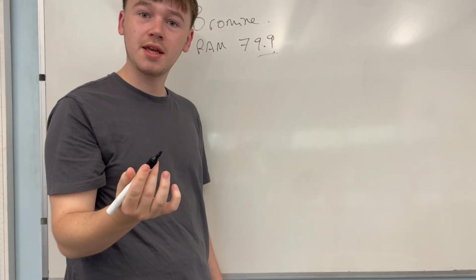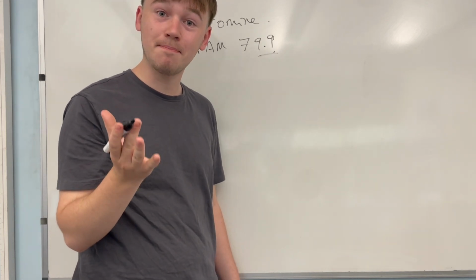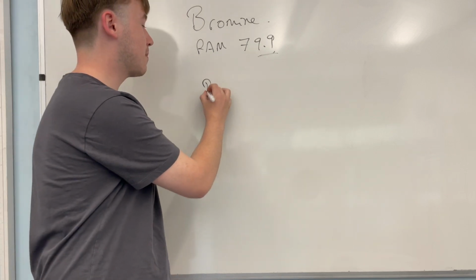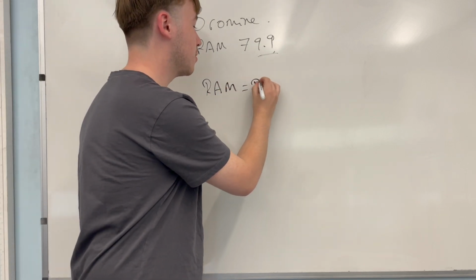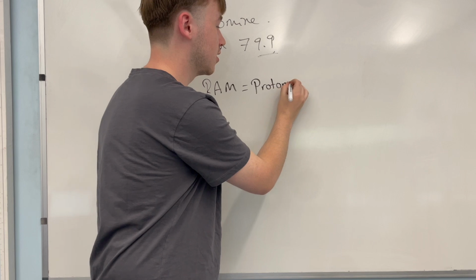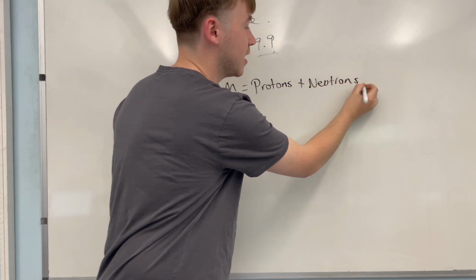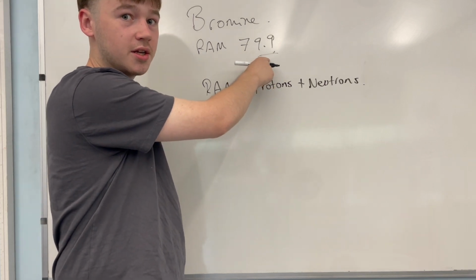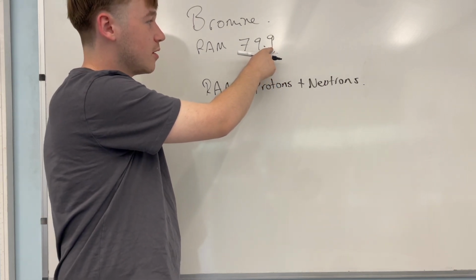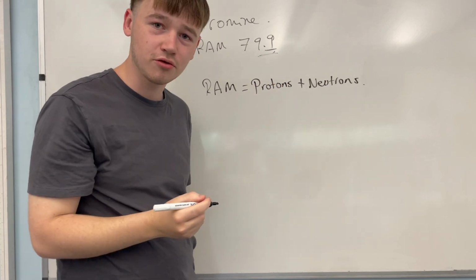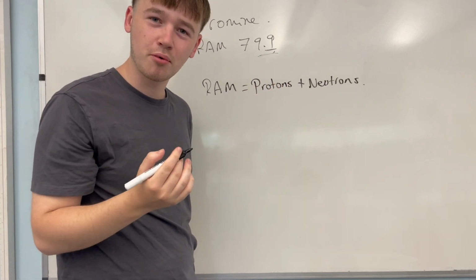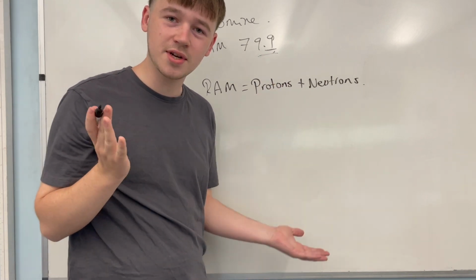Now do you remember what the relative atomic mass actually means? Okay, the relative atomic mass equals your protons plus neutrons. Now if you look at this 79.9, you'd assume you've got 0.9 of a neutron or 0.9 of a proton there. How is that the case?